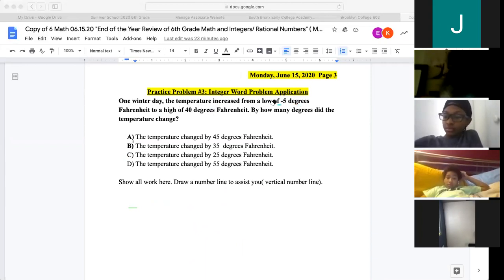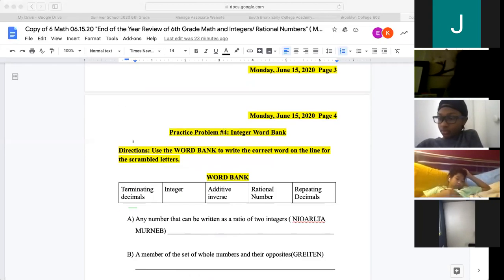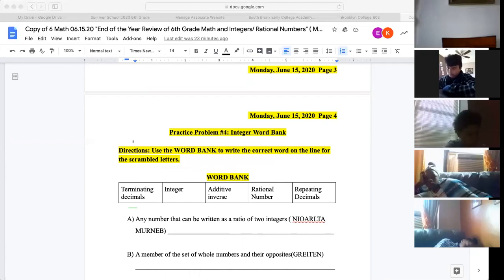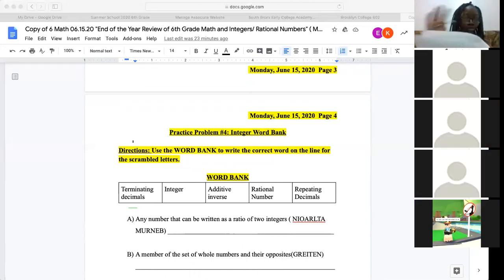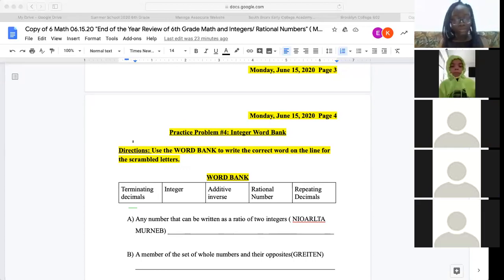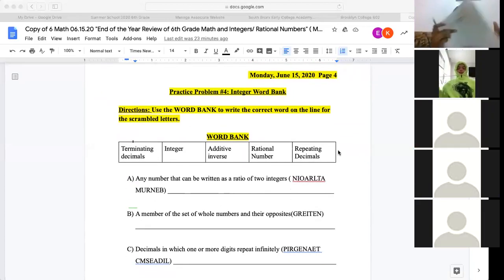Okay. All right, Esther, you can come off mute. You could do the next page. Esther, you're going to read for us page 4. What do the directions state in the word bank here? Go ahead. Use the word bank to write the correct word on the line for the scrambled terminating decimals, integer, additive inverse, numbers, including decimals.